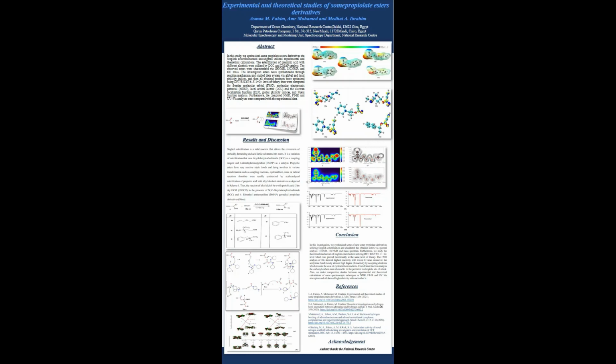The O-acylisourea intermediate is produced and then protonated by another molecule of propiolic acid, followed by a nucleophilic attack, as represented by FMO as displayed in the figures.